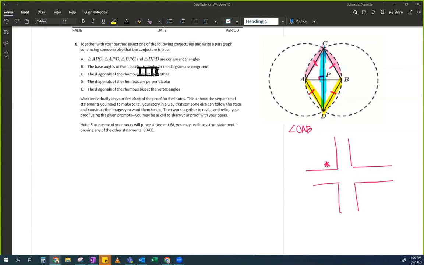So the base angles of an isosceles triangle in the diagram are congruent. They're asking this: if you look at that top triangle, ABC, are these angles congruent? This one and this one. So what do you think? Are these two angles congruent? What do you guys think? Good. Why? They are congruent. I agree.